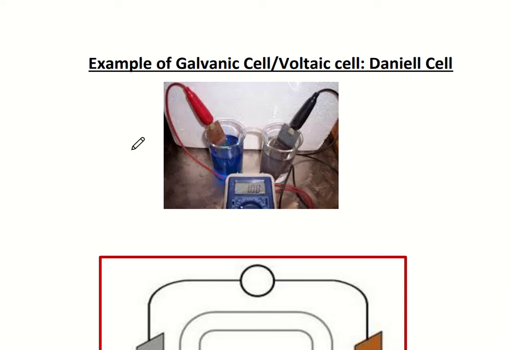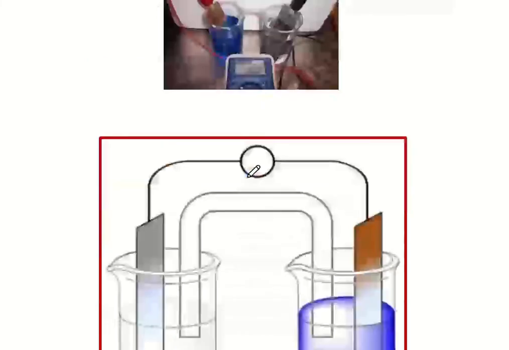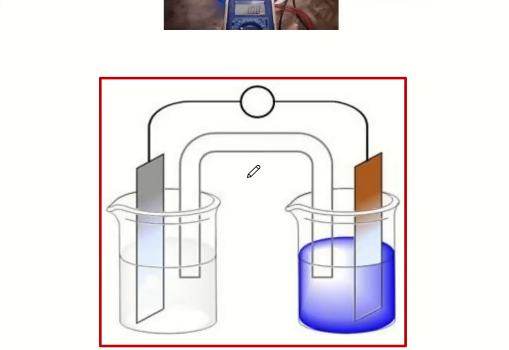Okay, so today we continue with an example of a galvanic cell. This is an example of a galvanic cell, or we can call it a voltage cell, or Daniel cell. This is the real picture. Now I will teach you how to draw the diagram of the voltage cell.